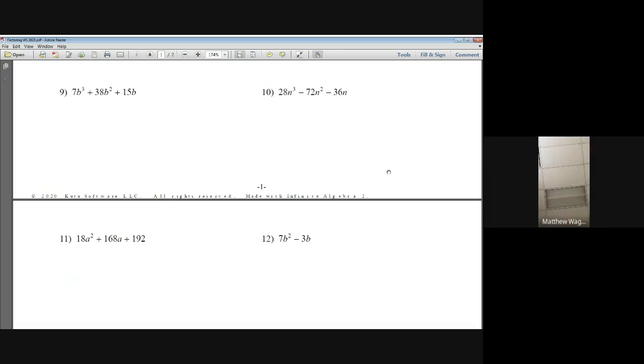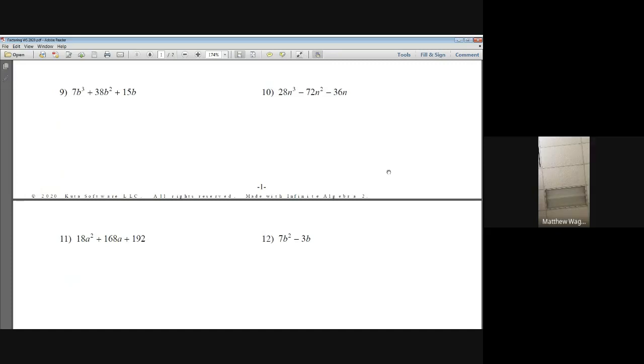So when we're factoring, the first thing you want to do each time is see if you can take out anything that's common between each of them. So I'm going to take out a b first. Now I'm left with 7b squared plus 38b plus 15. Then we do the exact same process as before.